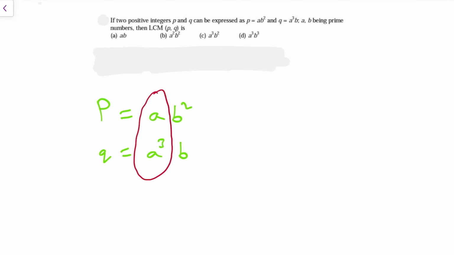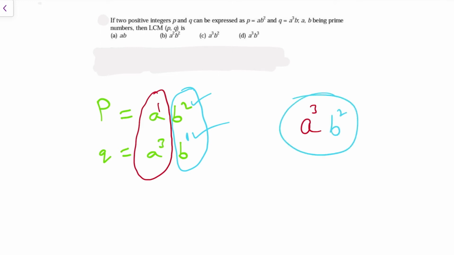A cube is there. For writing the LCM, always we will prefer the biggest power. So here a nothing is there, means 1. Here the power is 3. So 1 and 3, 3 is the biggest. So a cube. Next, for b, here it is b square and here it is b. So b square and b power 1, the highest power is 2. So b square. So the LCM is a cube b square, option C.